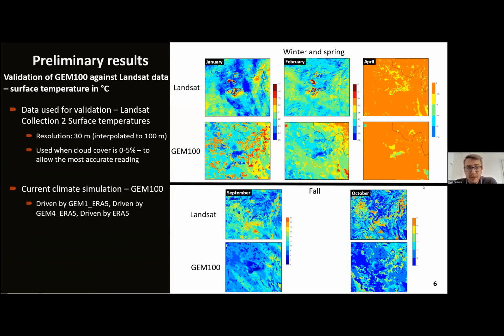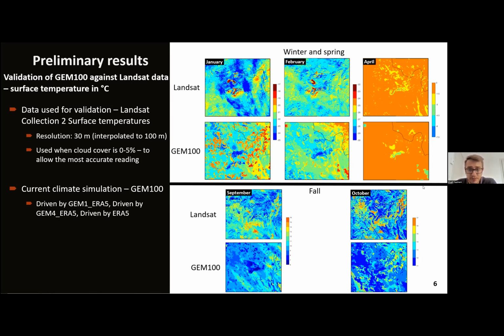Moving on to the preliminary results, the Landsat surface temperature dataset was used to validate the climate model outputs. The data is available at 30-meter horizontal resolution, and it was interpolated to 100 meters to allow comparison with GEM 100, which is the model simulated at 100-meter resolution. Landsat data is the best publicly available data to validate GEM 100 outputs for the surface temperature for the studied domain, where the satellite collects the data between 3 and 4 p.m. GMT.